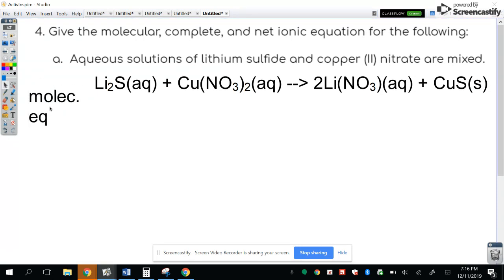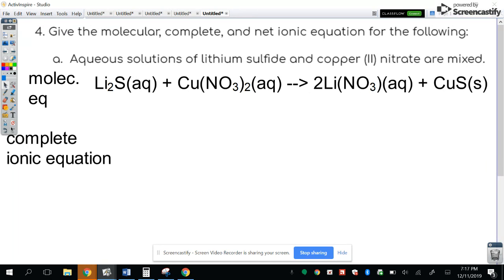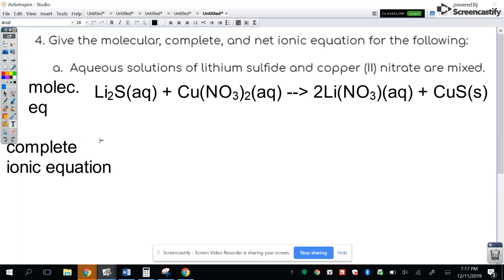This, however, is not actually reflective of what's happening inside the solution, because it's depicting these aqueous ionic compounds as being associated with each other, and we know that that's not what they would actually look like inside our solution. So to view what it actually looks like inside the solution, we have what's called the complete ionic equation. And the purpose of a complete ionic equation is to show any soluble ionic compound that will dissociate as dissociated.